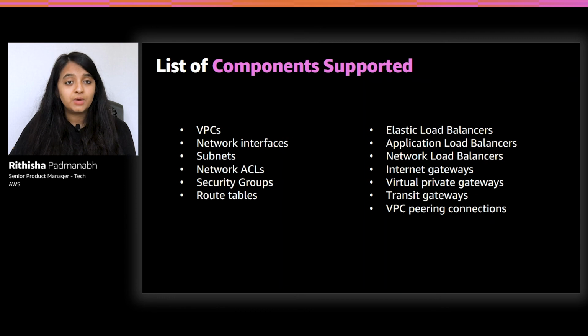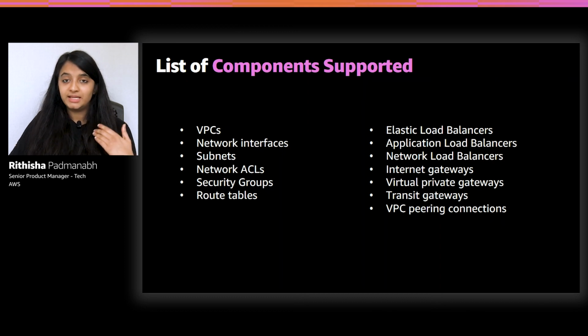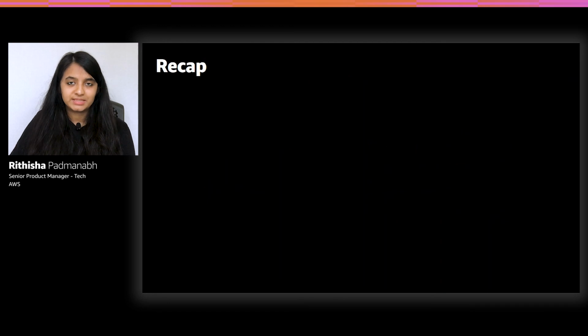Let's briefly understand how Reachability Analyzer actually works. Unlike traditional reachability analysis tools, Reachability Analyzer does not actually send packets between the two endpoints. It uses automated reasoning to build a model of the network configuration and determine reachability properties of your network. And in these examples, we've shown simple components, but apart from them, Reachability Analyzer can also reason about components such as your load balancers or peering connections or transit gateways.